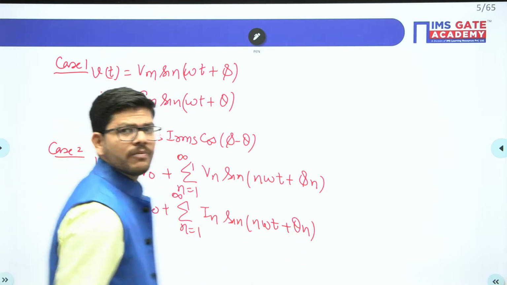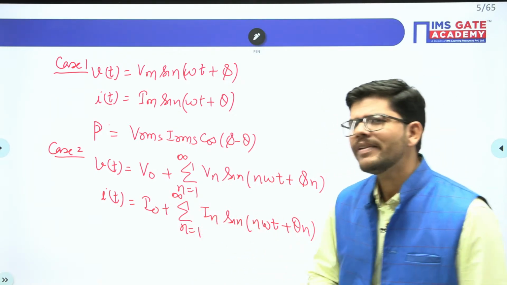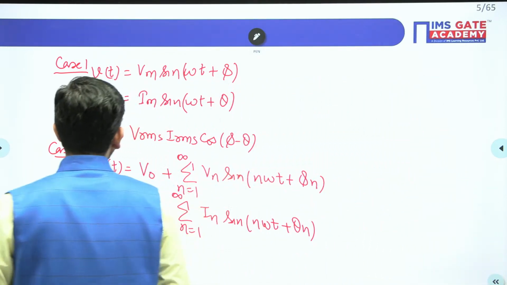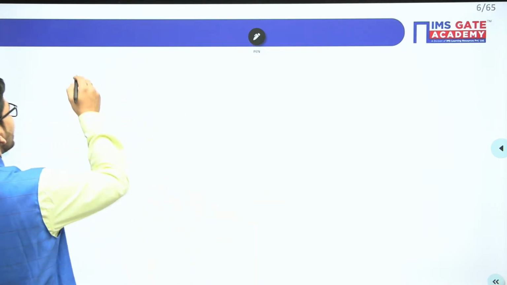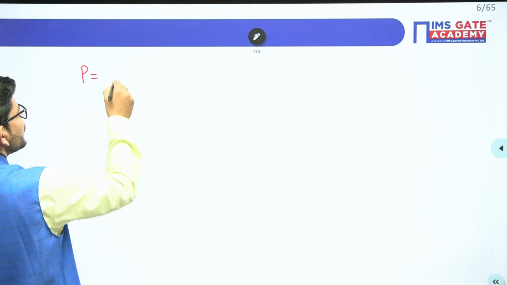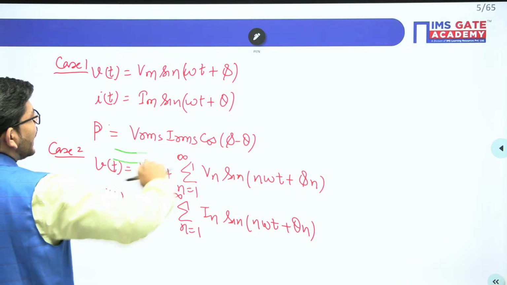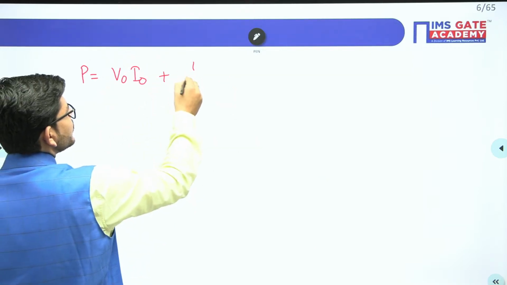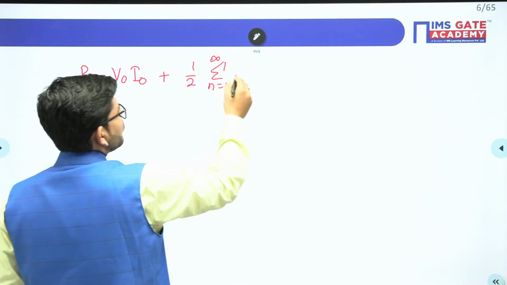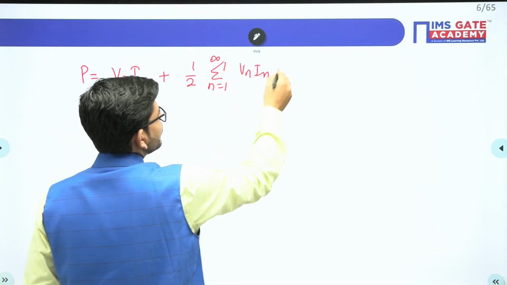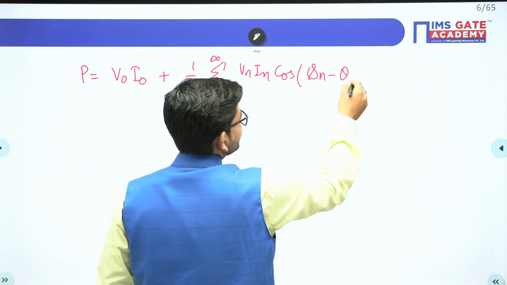So suppose the voltage and current are given in such a manner, what will be the power in that case? In order to calculate the power for this particular case, guys, we will use this expression. The power will be given by V naught into I naught. We will multiply both the DC terms, and after that we will use this expression: half, n equals 1 to infinite, Vn In cos(phi n minus theta n).